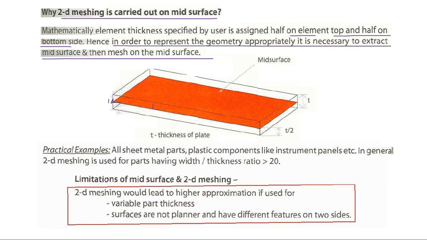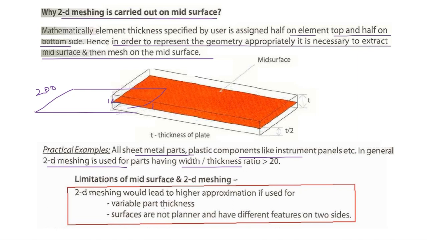Practical examples: all sheet metal parts, plastic components like instrument panels. In general, 2D meshing is used for parts having a width to thickness ratio of more than 20. Suppose the length is anyway 1 meter, the width is 200 mm, and the thickness is say 10 mm, then we can go with a 2D element. If the width to thickness ratio is less than 20, we can go with a 3D element.